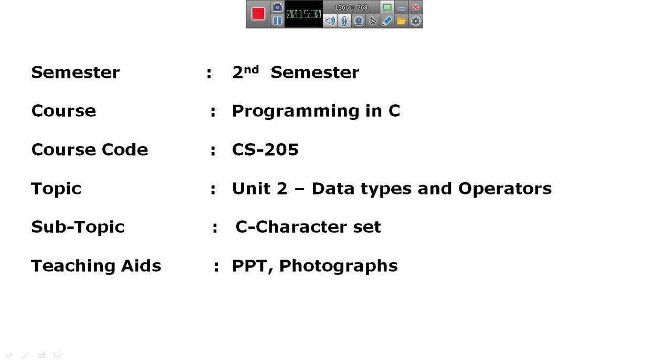Here the topic, that is unit 2, data types and operators. The chapter name is data types and operators. In that, the subtopic is the C character set.